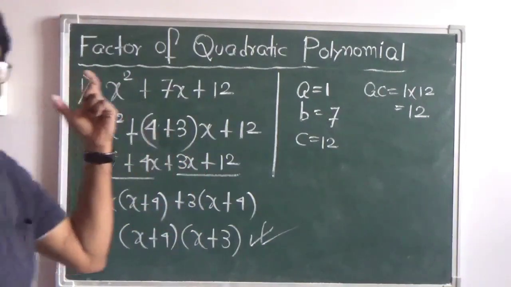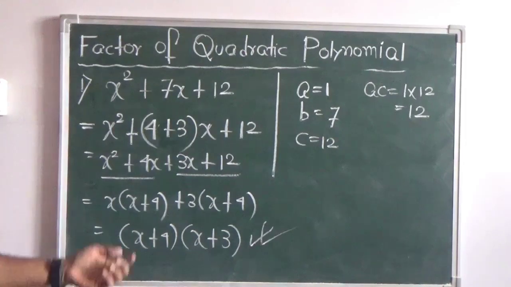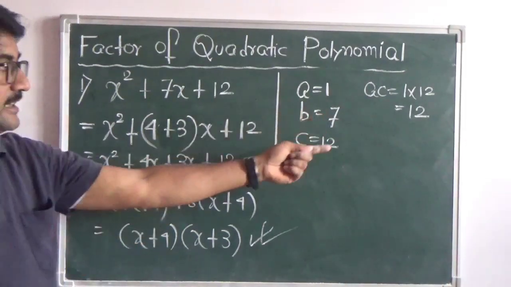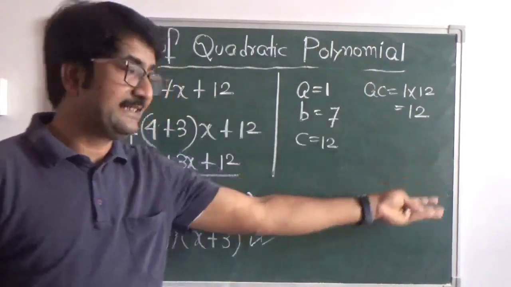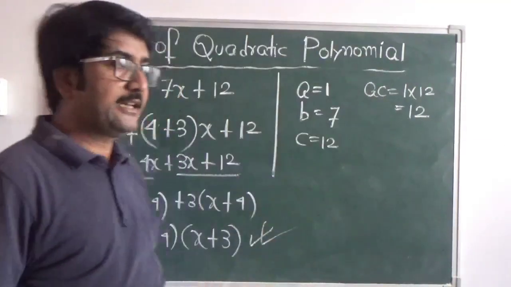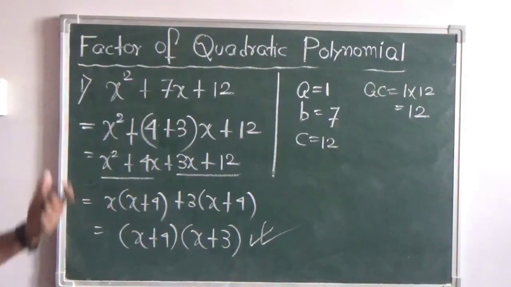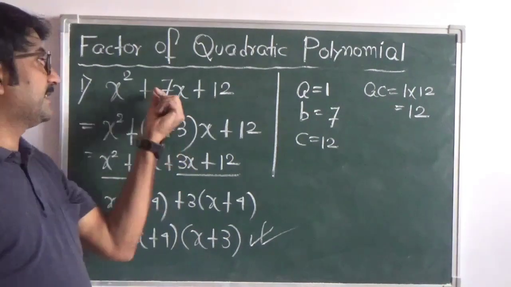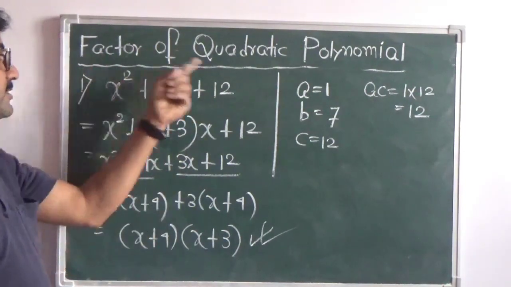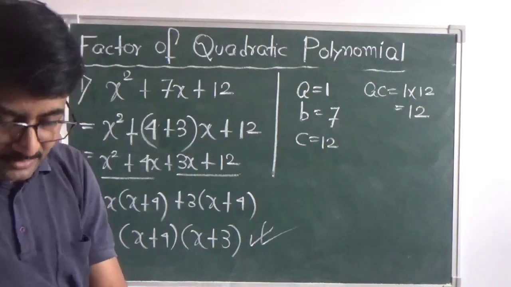This one is very important. Here you have to be careful which two numbers can be taken, because 12 can be anything. It can be 1 into 12, it can be 2 into 6, it can be 3 into 4. It can have many combinations, but which one is suitable, so that once you add them you get the middle term and a product of the first and the third. Okay. Next one.